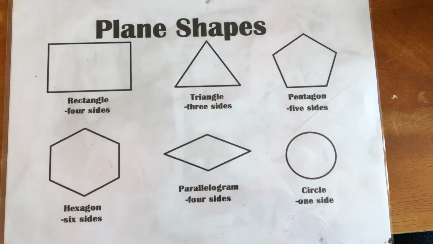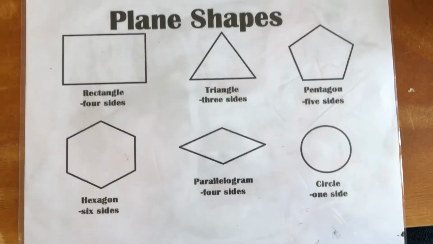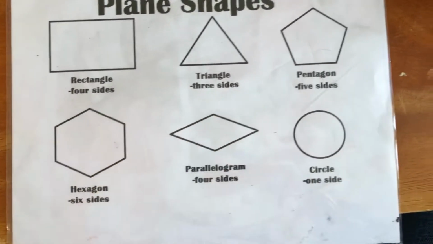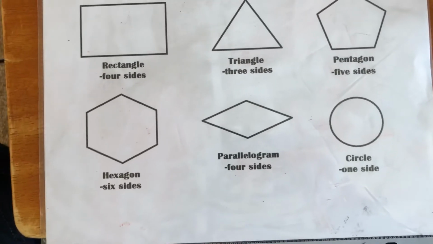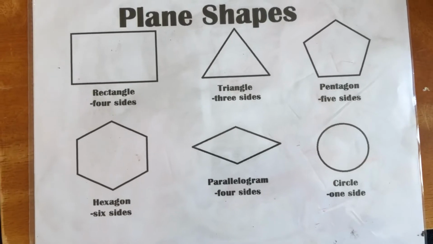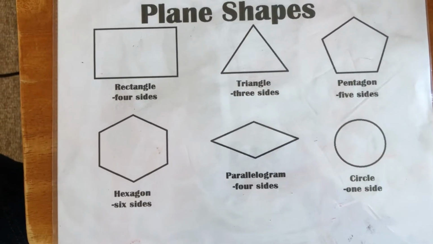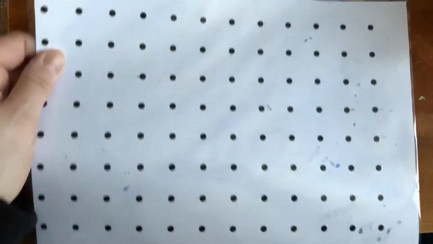Okay guys, our lesson this week is about plane shapes. Plane shapes are these basic shapes that you've learned since preschool. You can see there's rectangle, triangle, pentagon, hexagon, parallelogram, and circle. On your math page today, it's going to ask you to identify the shapes, write the words, they're all on the page for you. But what's the tricky part is the grid.